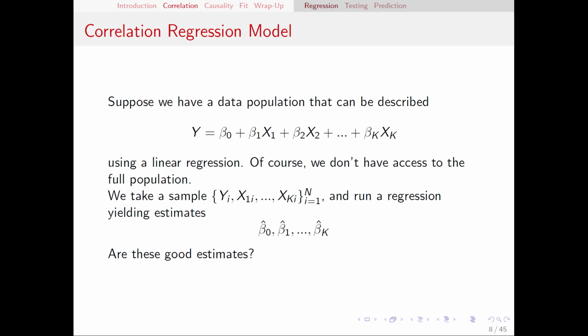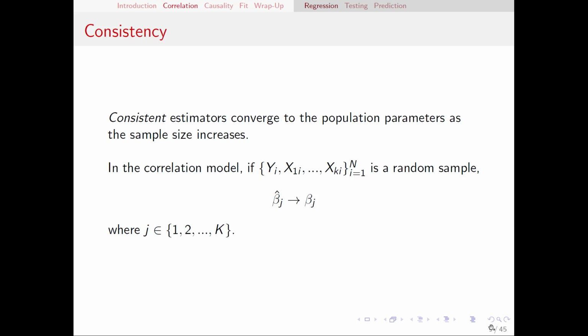One way that we can assess whether our beta hats are actually good estimates of the true betas in the population is to think about the property of consistency. We have consistent estimators if they converge to the true population parameters as the sample size increases. This assumes that we have a random sample, and if we do, then as the sample size n gets bigger and closer and closer to the true population size, then those beta hats are going to get closer and closer to the true betas from the population. Now, as our sample gets bigger, eventually our sample could encompass the entire population, then of course our beta hats would be our true betas.